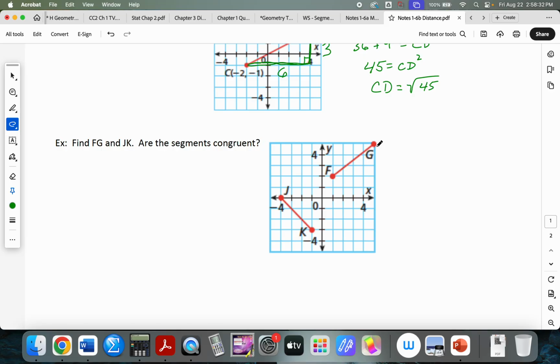I'm going to do exactly the same thing I did a moment ago. I'm just going to draw on this little right triangle. Across here, that's 4. Up and down here, this is 3. So 4 squared plus 3 squared is equal to FG squared.